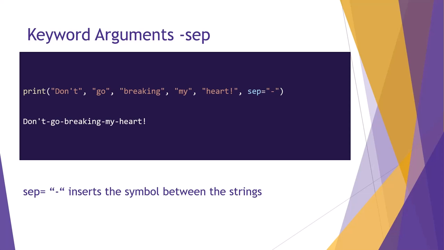You can also use the separator keyword, which is sep, and here we're using a hyphen. And in this case, we're again replacing that new line symbol, so they all appear on the same line. And so we get "don't go breaking my heart" with a hyphen between each of the words. So every place that the print statement has a comma, we're going to get that hyphen.